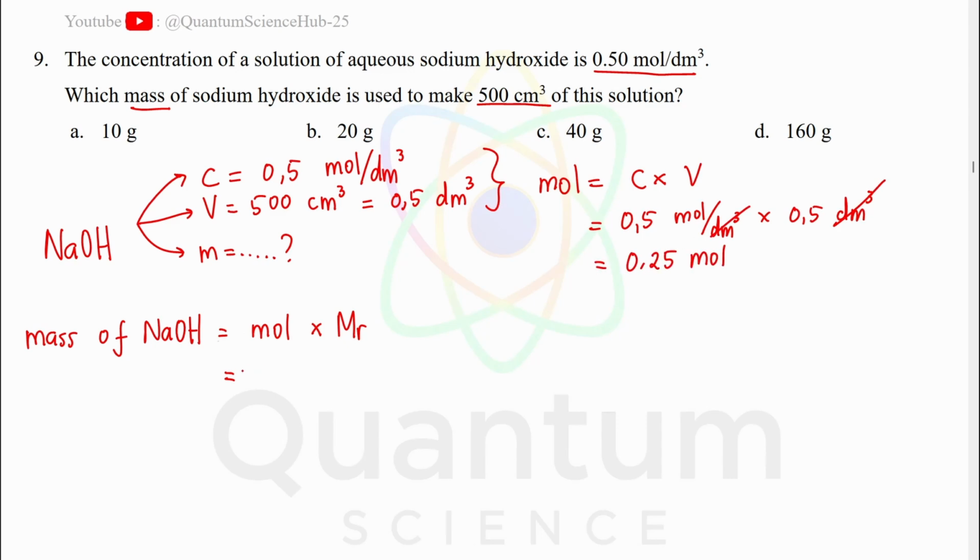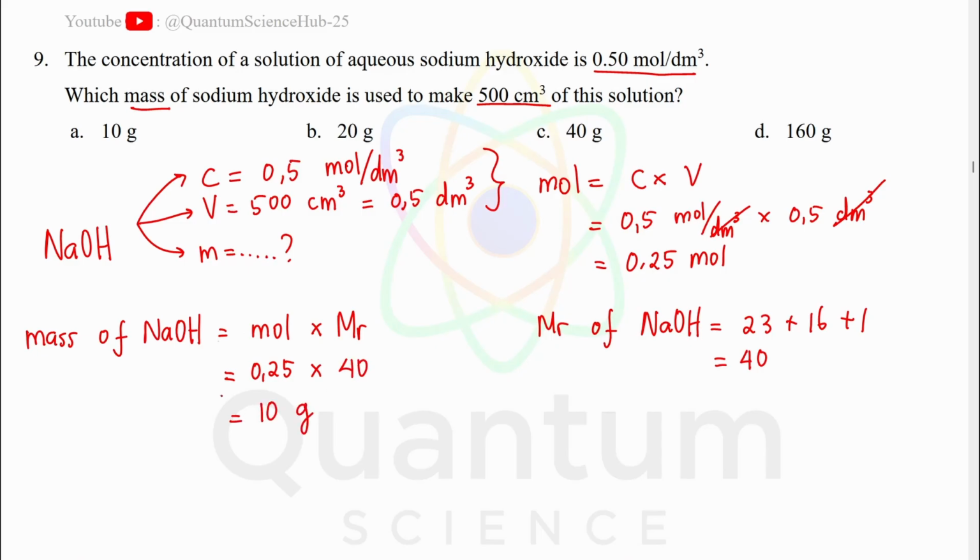So the mole here is 0.25 times with the Mr. So we find the Mr of NaOH. If you check in the periodic table, the relative atomic mass of Na is 23, oxygen is 16, hydrogen is 1. So all together equals to 40. So times with 40 equals to 10 gram. So the correct answer here is A.